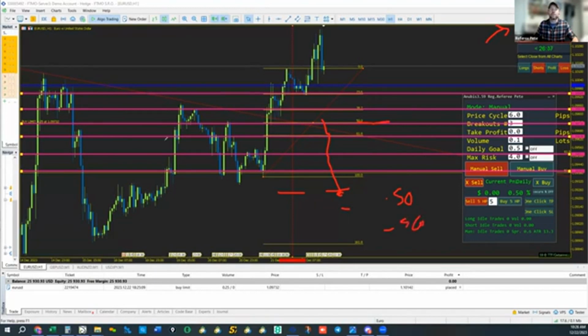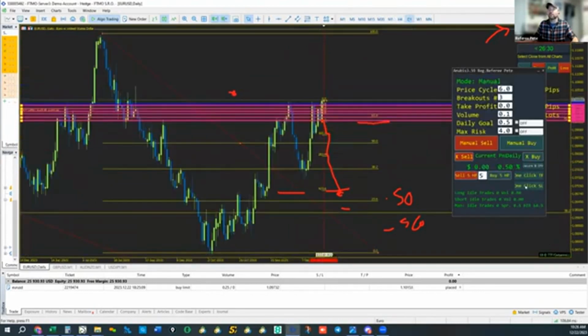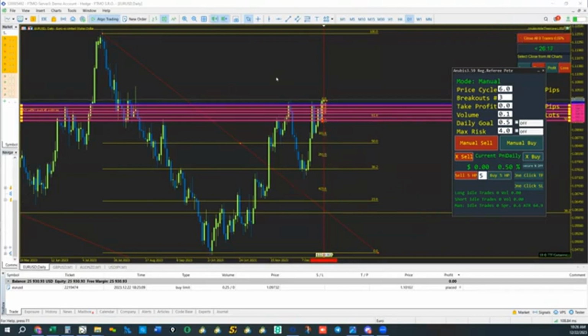So what I normally do is the trade that's live, I'll go up to a larger time frame and just one click it and send that stop loss way up here in the heavens somewhere. Because it doesn't matter again, because I'm not doing a hard stop loss. You can do it with Anubis.